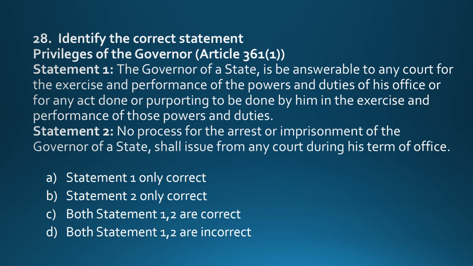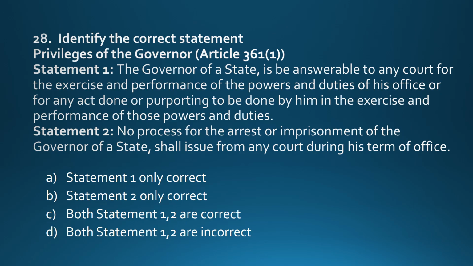Question number 28. Identify the correct statement. Privileges of the governor. Article 361(1). Statement 1. The governor of a state is be answerable to any court for the exercise and performance of the powers and duties of his office or for any act done or purporting to be done by him in the exercise and performance of those powers and duties. Statement 2. No process for the arrest or imprisonment of the governor of a state shall issue from any court during his term of office.